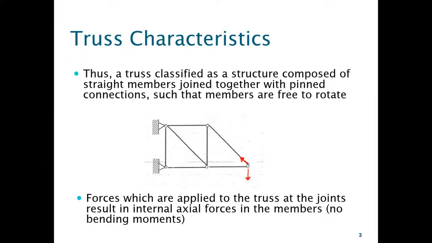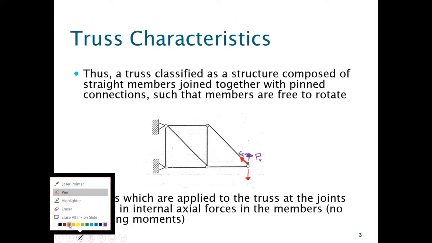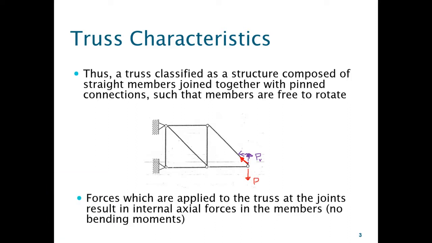I haven't drawn it that well. Effectively, there's a vertical component and a horizontal component of that. It's a vector, which has a direction and a magnitude. So that vector PV, with its direction and magnitude, has to be the same as the external applied load. The external applied load PV has to have an equal and opposite reaction in the vertical direction.